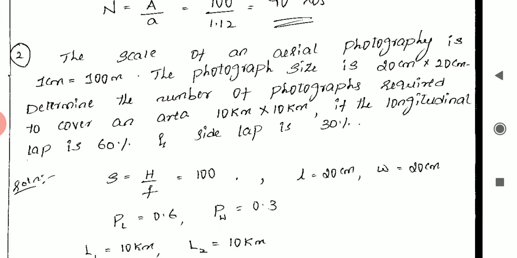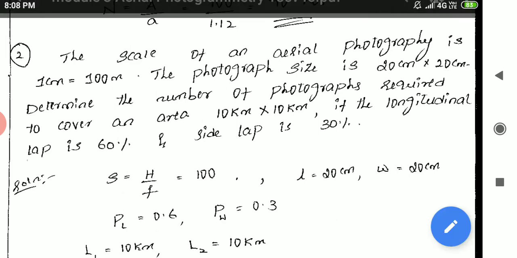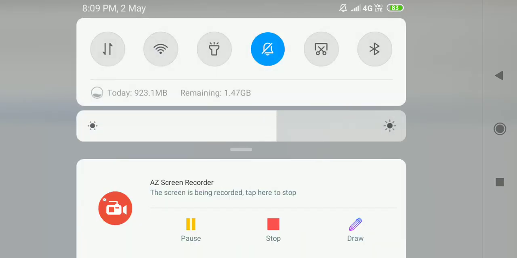Next problem: the scale of an aerial photograph is 1 centimeter equal to 100 meter. The photograph size is 20 centimeter by 20 centimeter. Determine the number of photographs required to cover an area of 10 kilometer by 10 kilometer if the longitudinal lap is 60% and the side lap is 30%. Okay, I will explain it one by one.